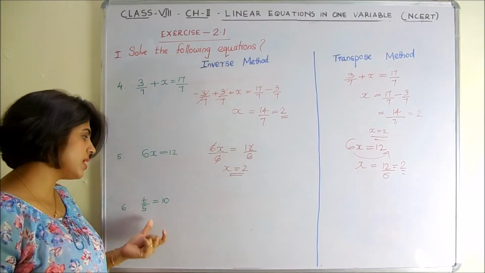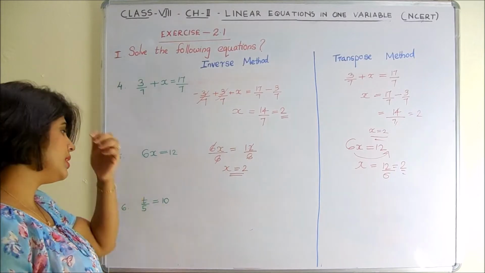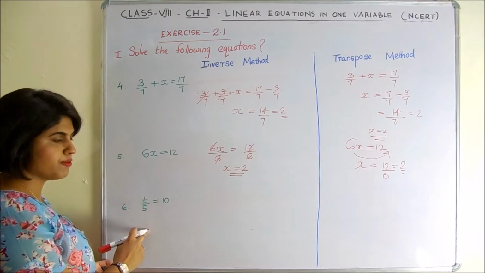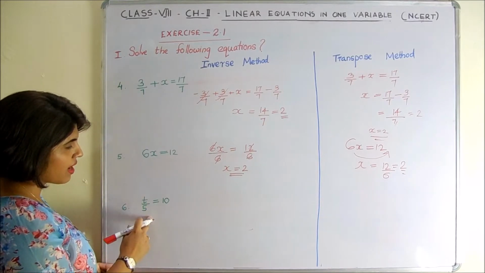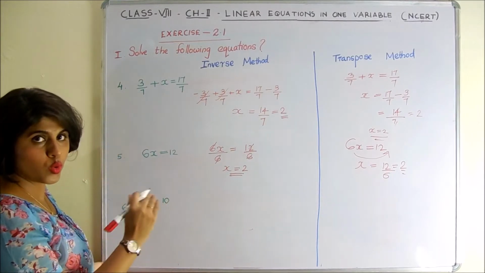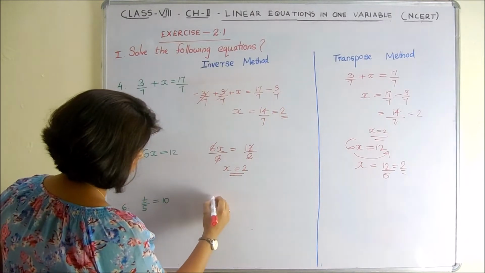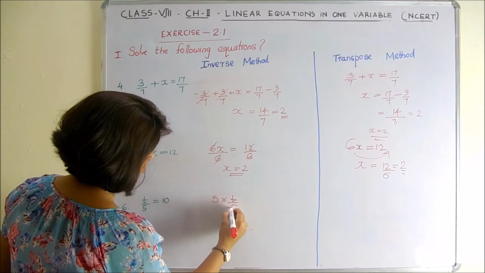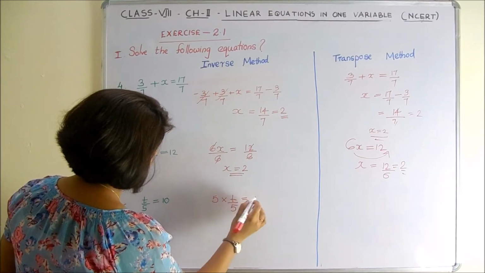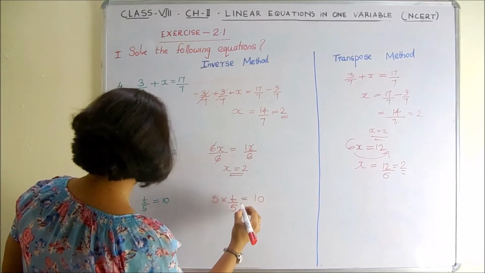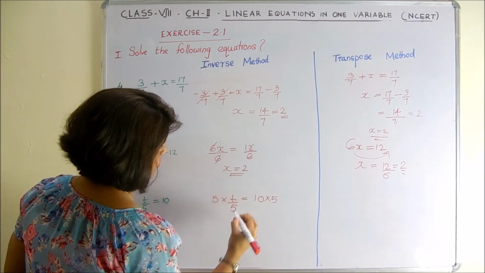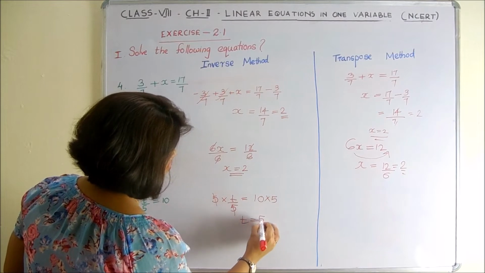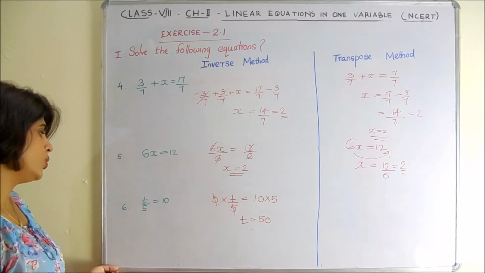Sixth question is t by 5 equal to 10. In order to eliminate this division by 5, the operation is multiplication. So we have to multiply both sides of the equation by 5. It becomes 5 into t by 5 equal to 10 into 5. Right? So this will get cancelled. So t equal to 50 would be the solution.